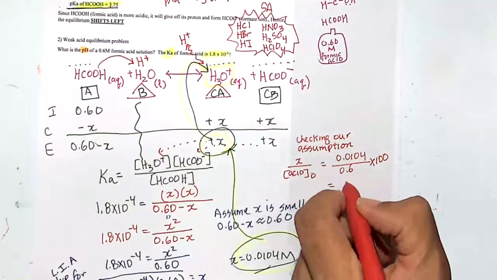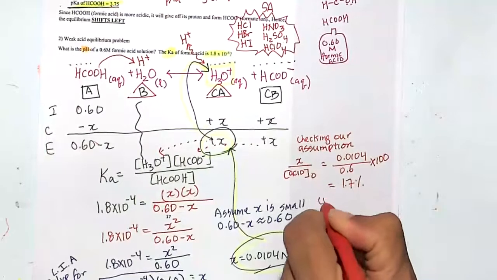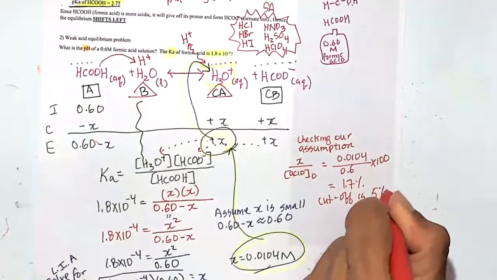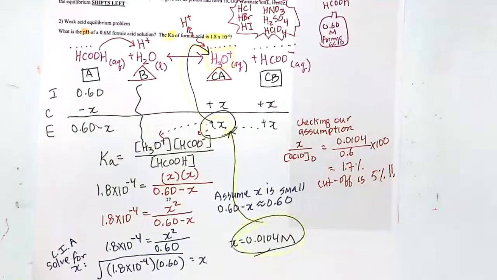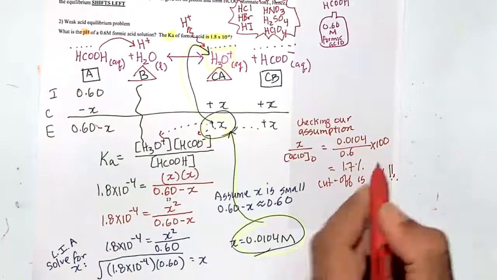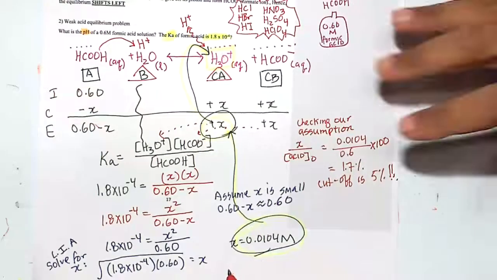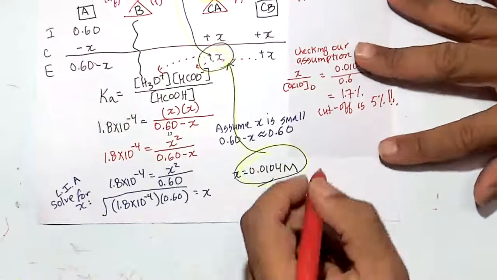Let's finish with our answer. The cutoff is 5%. On the exam, I'm not going to have you do the quadratic. They all should be less than 5%, so you can go ahead and use this assumption. But we're not done. A lot of people will end here.